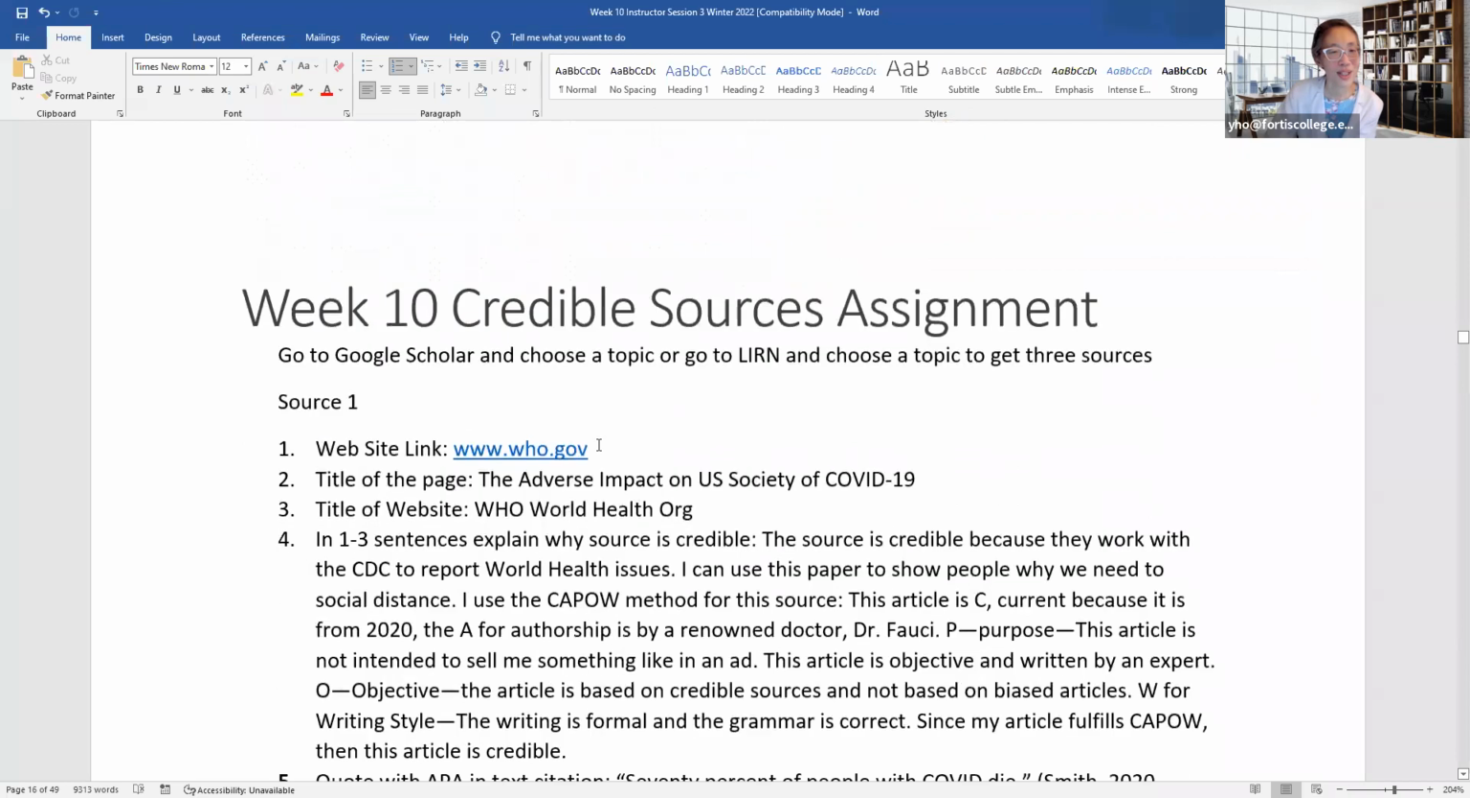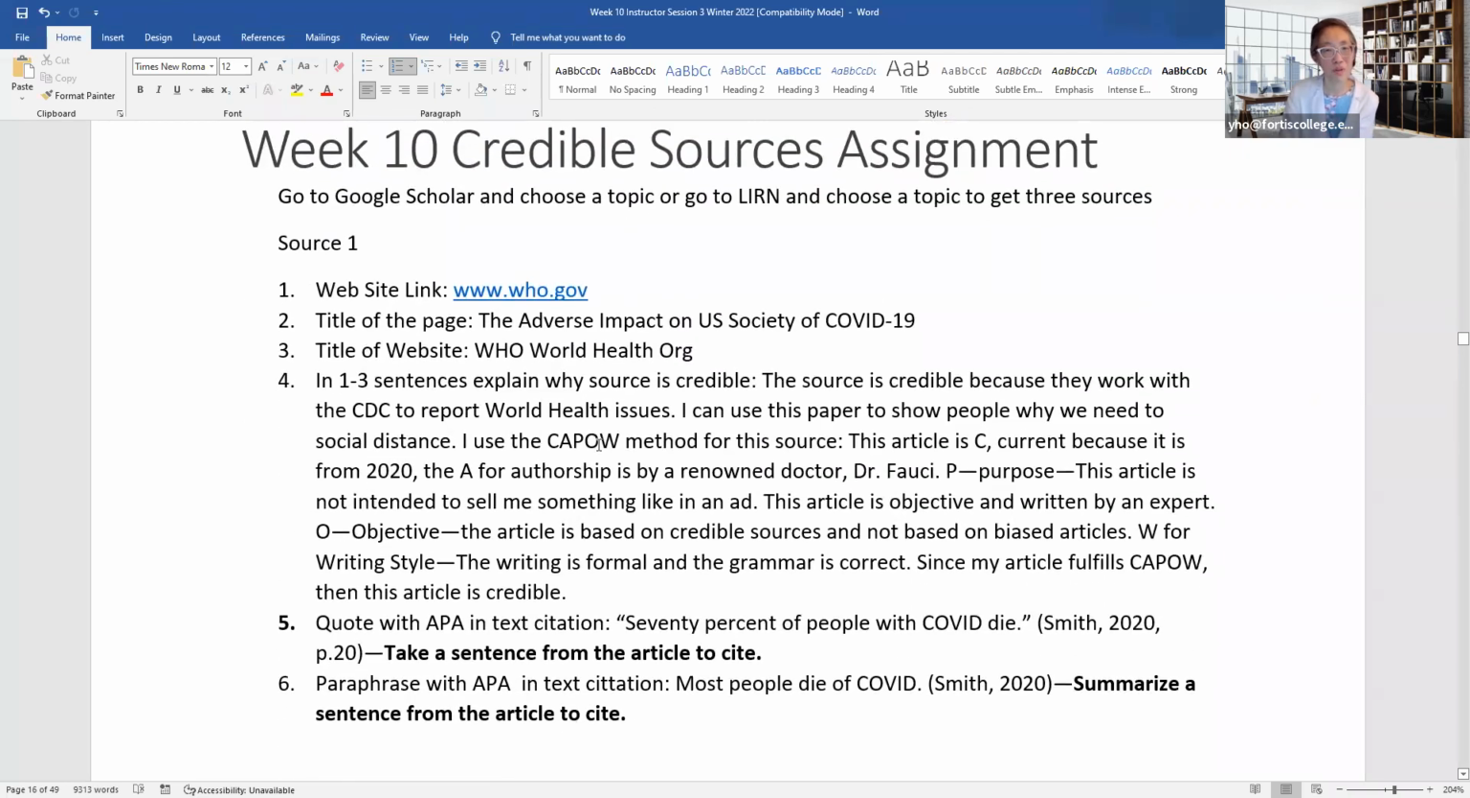Anyway, here is a sample of your Week 10 Credible Sources worksheet. On your worksheet, you write the website. This is the only place you can write the website link, and it's okay because they ask for it. Then they ask for the title of the page. You write the title of the page, the title of the website, and then in one to three sentences, explain why the source is credible.